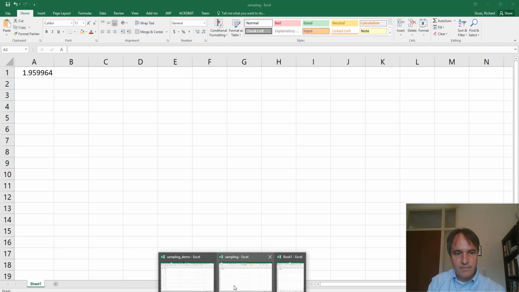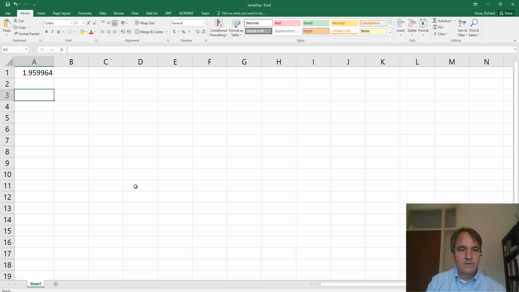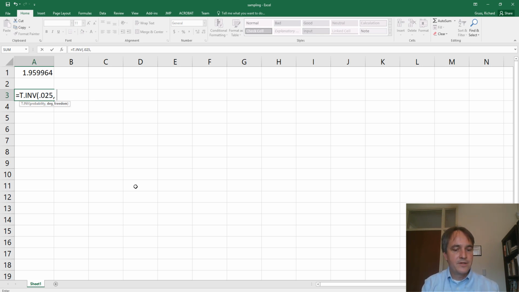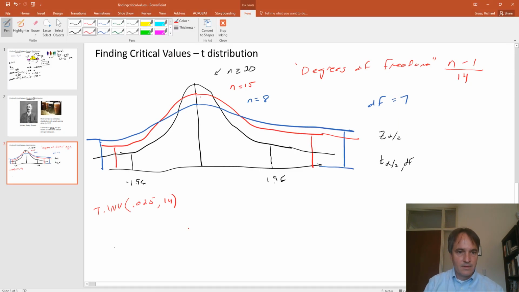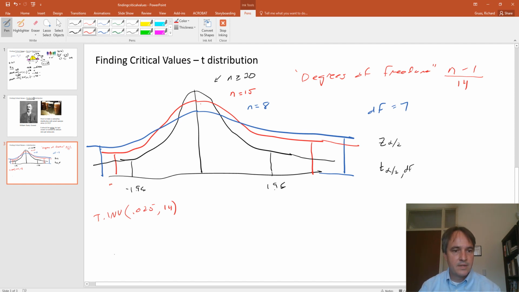Going to Excel. Okay, so we're going to use t.inv, probability 0.025, and now the degrees of freedom, which was 14. Okay, so now negative 2.14. And I'm not going to bother calculating it because you know it's symmetrical, so that would mean the right tail is going to be 2.14, or the right critical value.